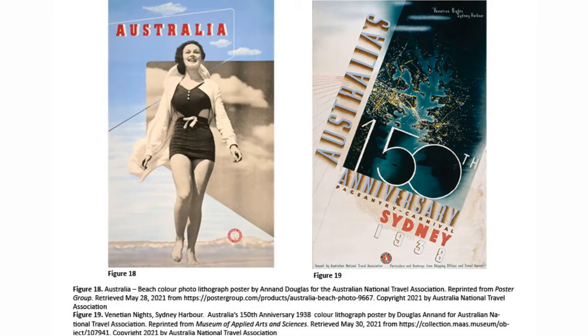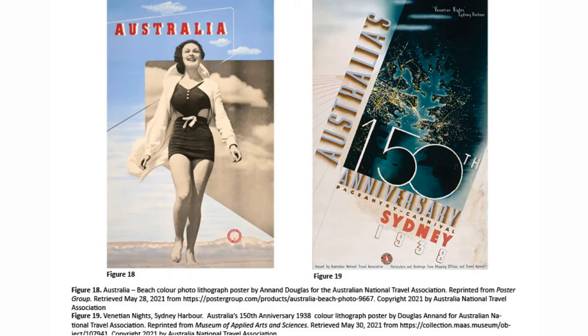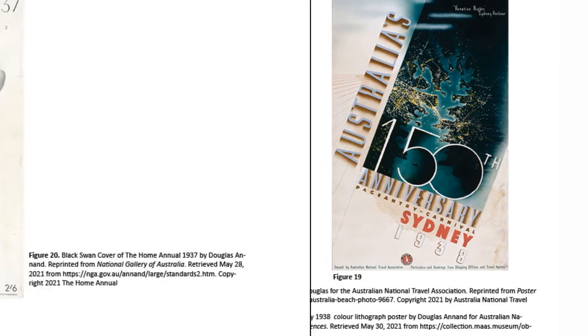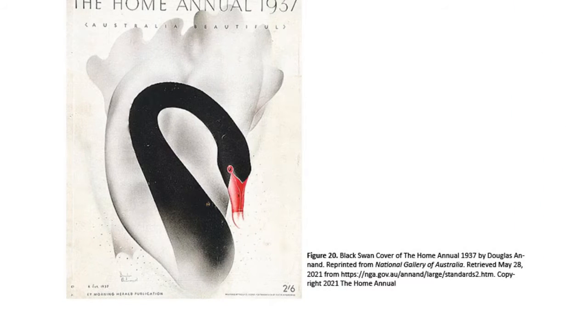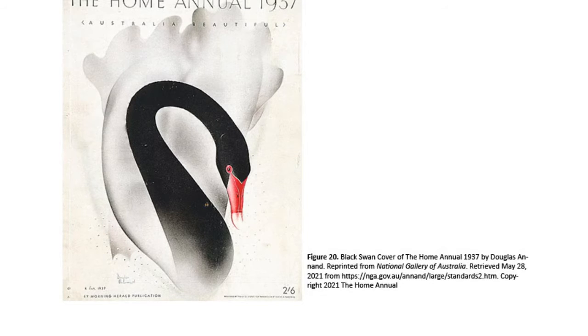He achieved this with the use of collage and photo montage, like that in the Australia Beach poster and the 150th anniversary poster, which also featured a unique aerial view. It is said this was inspired by his recent first plane flight from Sydney to Melbourne, where he filled up a notebook with sketches. He also used the latest colour and colour photolithographic printing techniques.